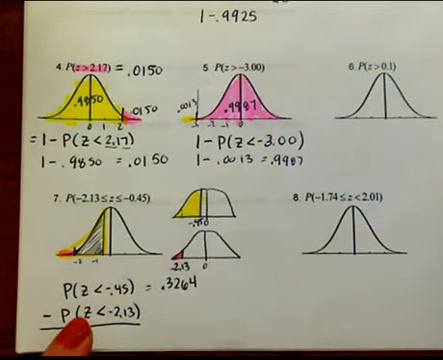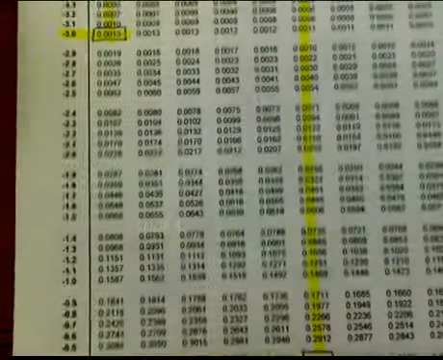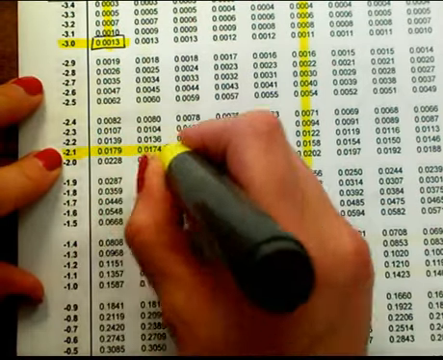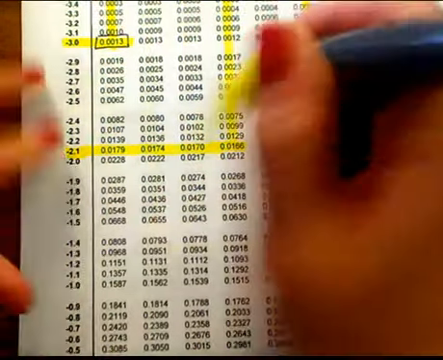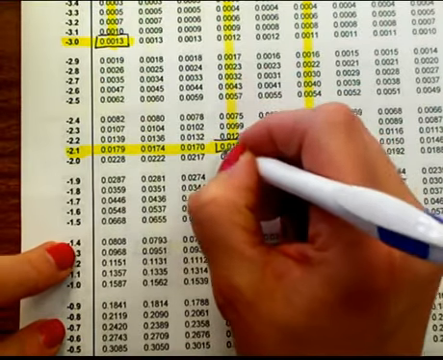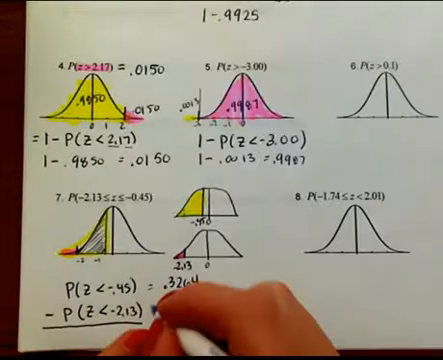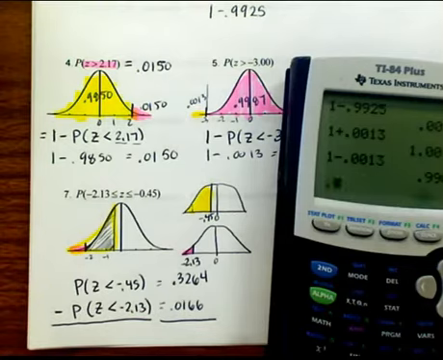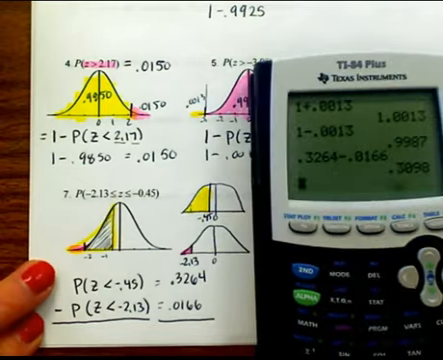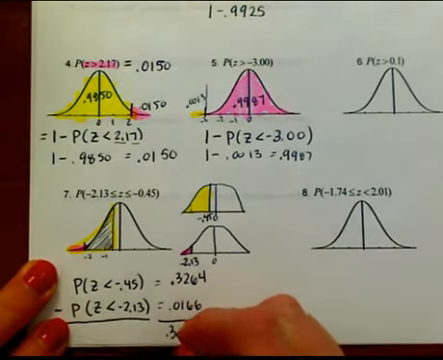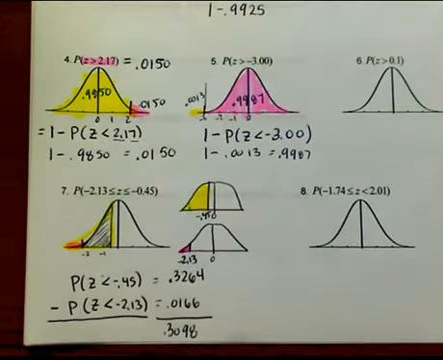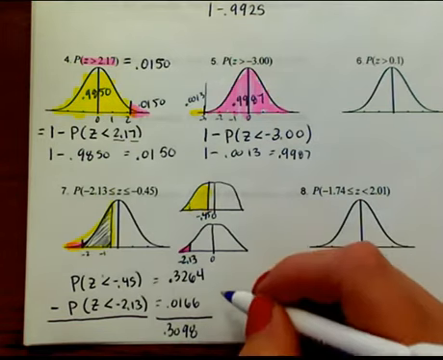Now I look up negative 2.13. Negative 2.1, 0, 1, 2, 3. 0.0166. And subtract: 0.3264 minus 0.0166 is 0.3098. This section right here is 0.3098.